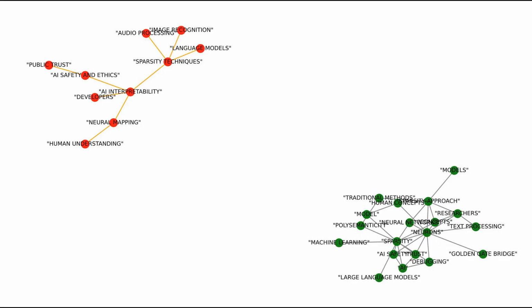Refinement of sparsity techniques. Future research could focus on further refining sparsity methods to improve the mapping of neurons to concepts. So this might involve developing new algorithms or techniques that enhance the efficiency and accuracy of achieving one-to-one mappings, making it even easier to interpret complex models.